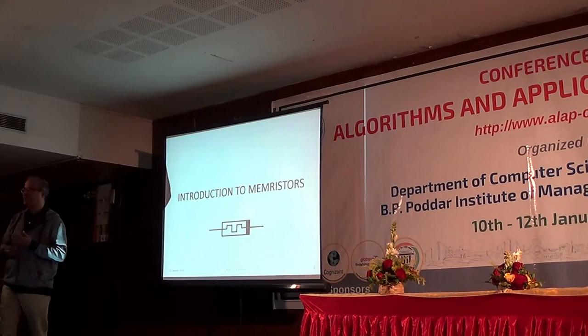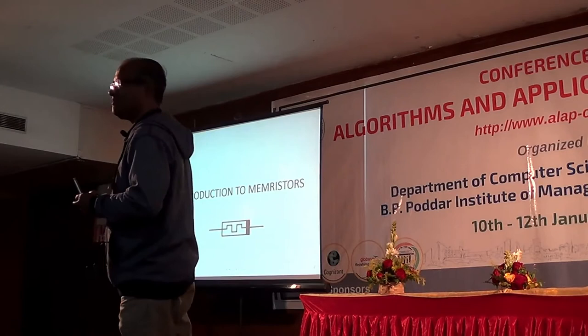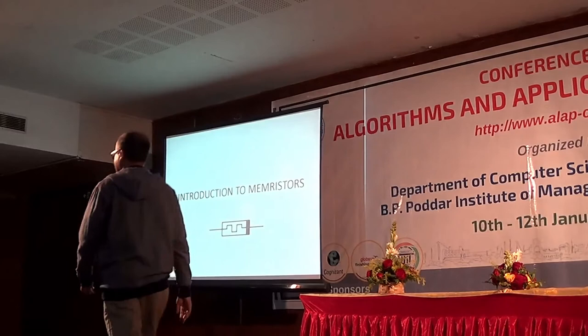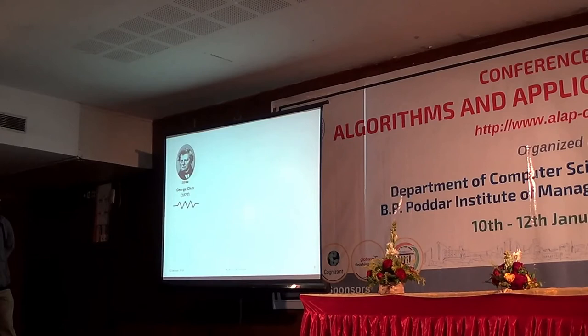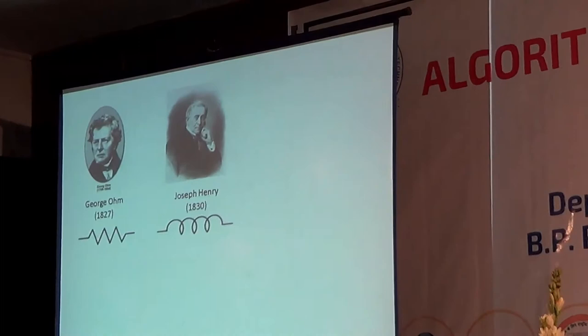Well, talking about the fundamental circuit elements, since your schools you have been studying on this, so how many fundamental passive circuit elements are there? Three: resistance, capacitance, inductance. So resistance, Ohm was the person who, you can say, I should not say invented, he identified the property of resistances. Then Henry, the inductance. George, the capacitance.